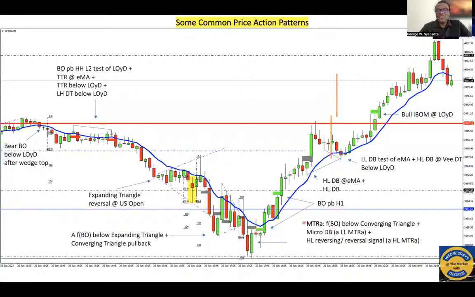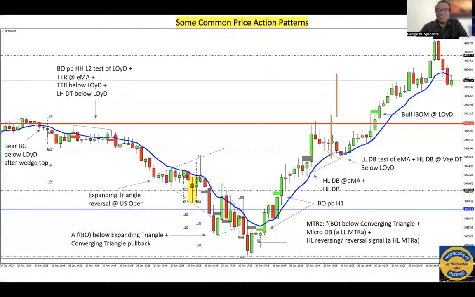Then we have a major trend reversal alert, MTRA, failed breakout below the converging triangle, and then we had a micro double bottom, which is a lower low major trend reversal alert. It's an alert that this whole bear trend might reverse. Need a little bit more information. Then we get breakout, pullback, higher low, reversal signals, a higher low major trend reversal alert. So you can take that trade. I would take that and put my stop and measured move down here. When you get acceleration up, I can tighten my stop.